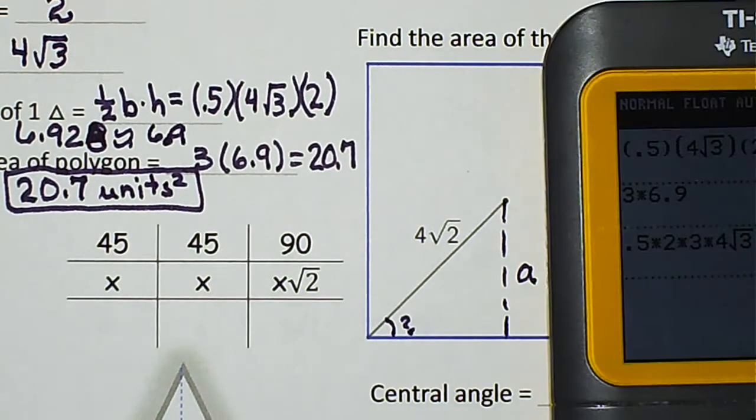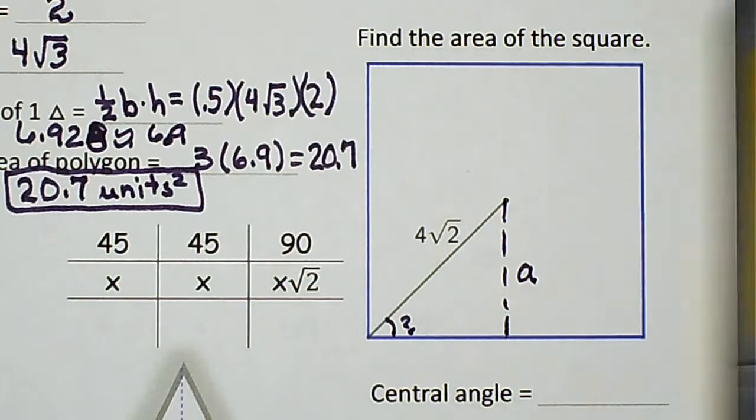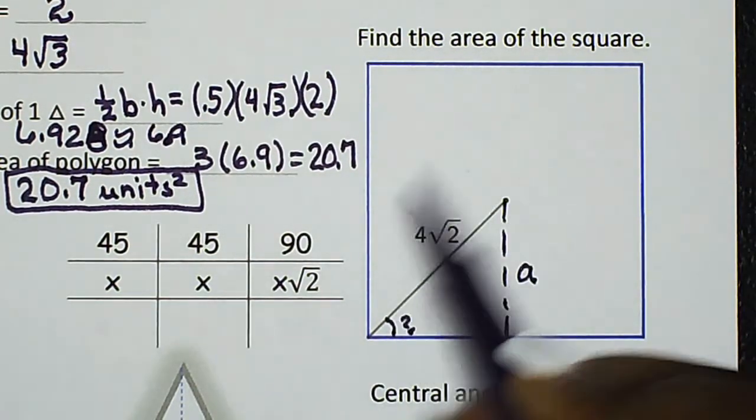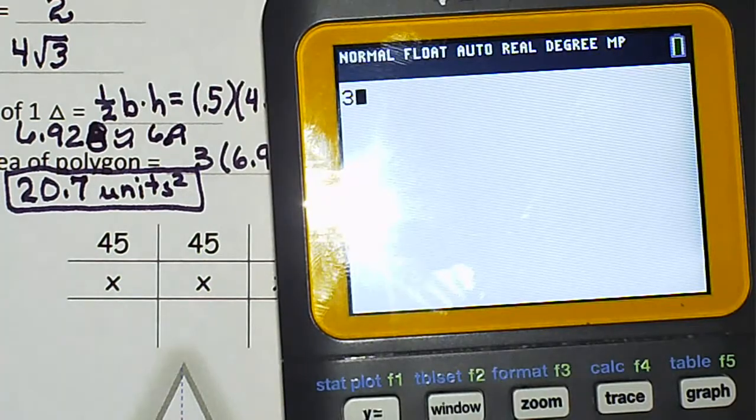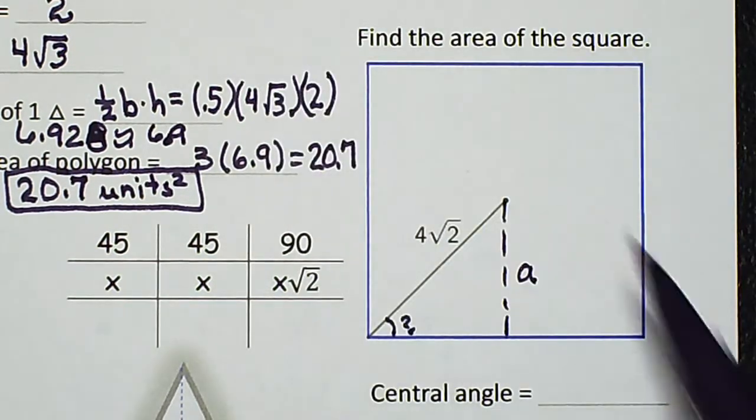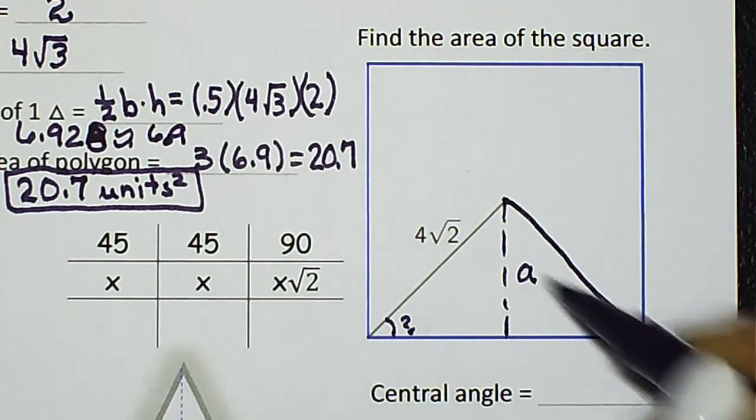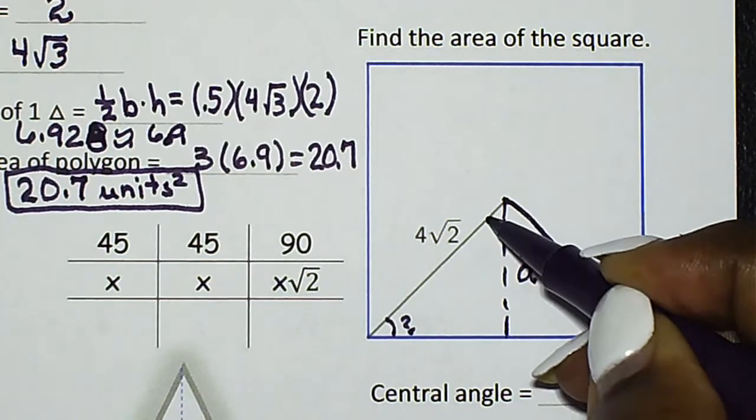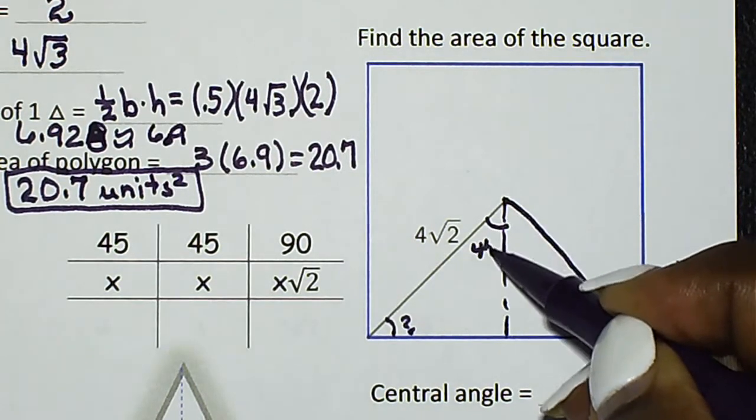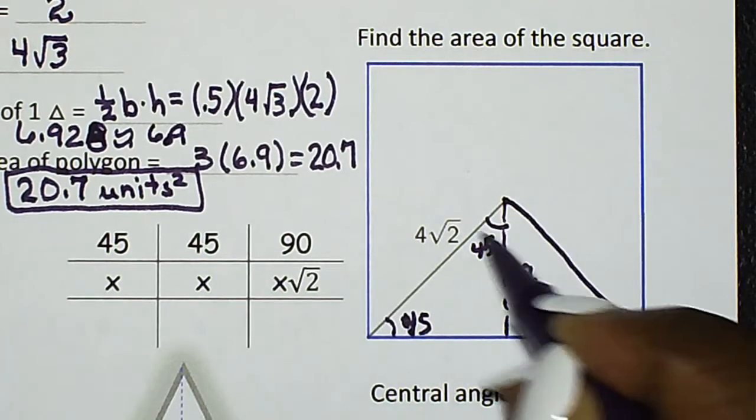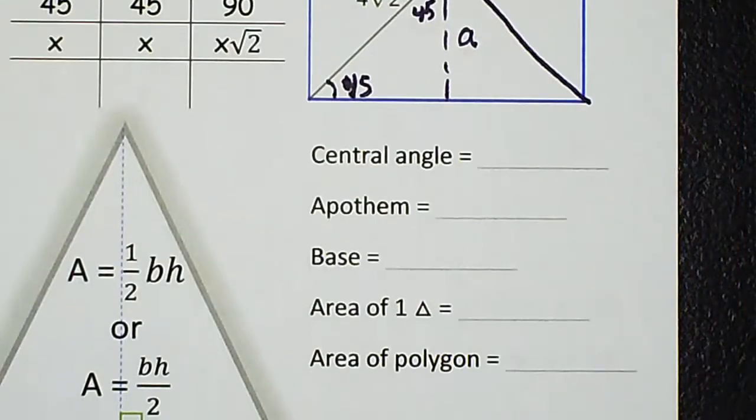Right? So we have how many triangles? 1, 2, 3, 4. 360 divided by 4 is 90. So if this is 90 degrees here, if I cut it in half, this is 45. And this is 45. So my central angle is 90 for this shape.